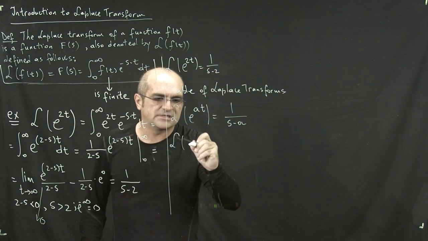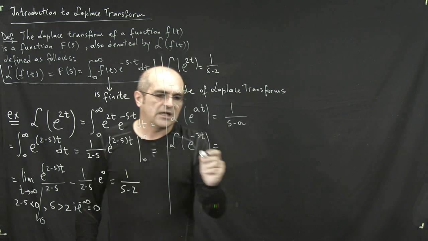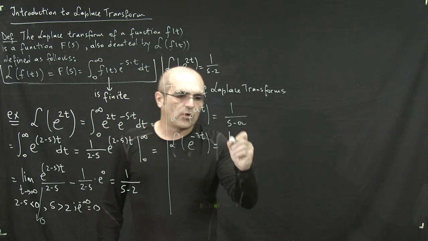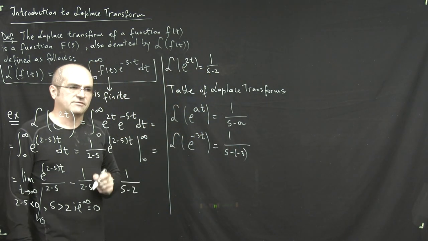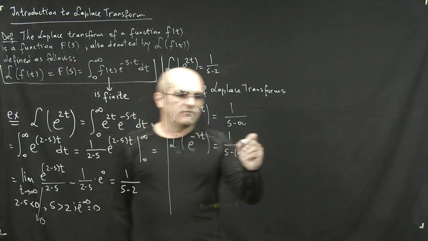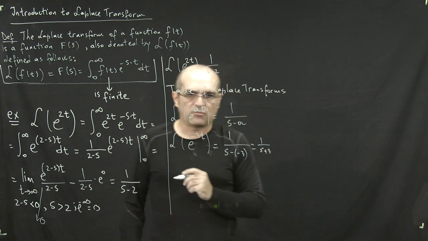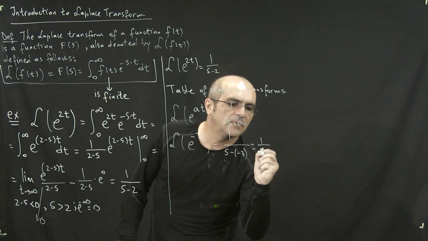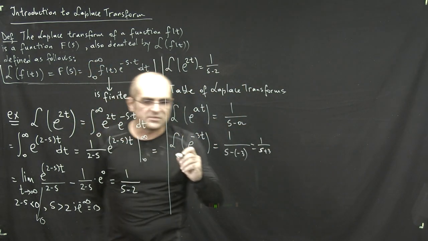Of course, make sure you use it correctly. If I want to use the table to find the Laplace of e to the minus 3t, a is minus 3, so to apply the formula correctly, I have a double negative: s minus negative 3. So this will be 1 over s plus 3, the Laplace transform of e to the minus 3t.